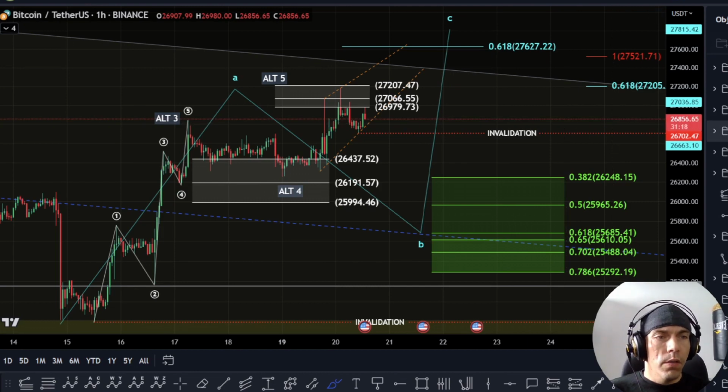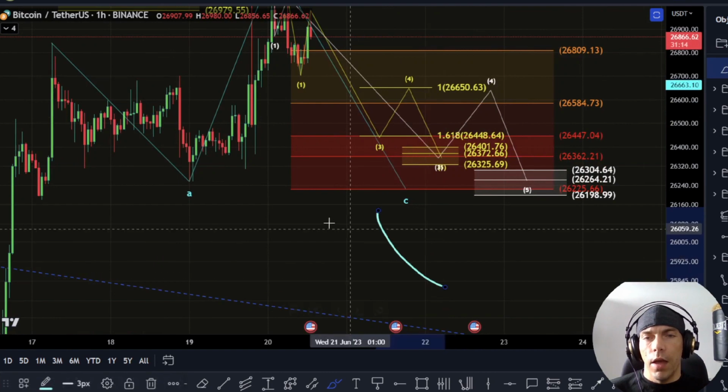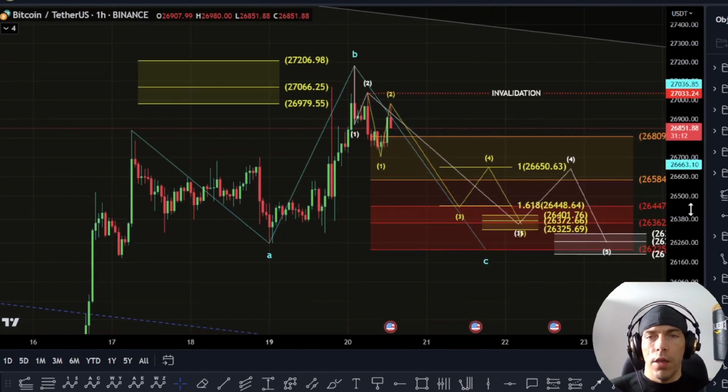Okay, so now I'm going to go over that idea of the flat correction here. So this would actually be looking at this move in a bit of a different way here.